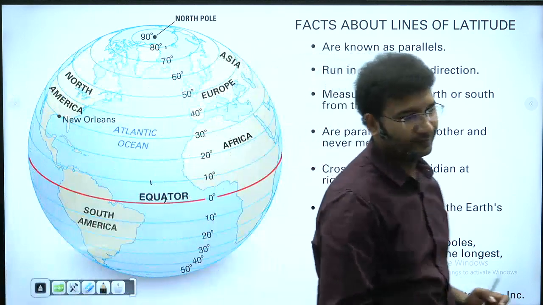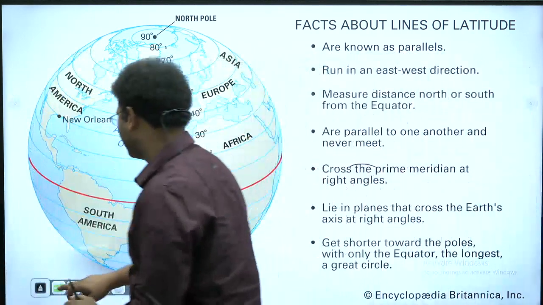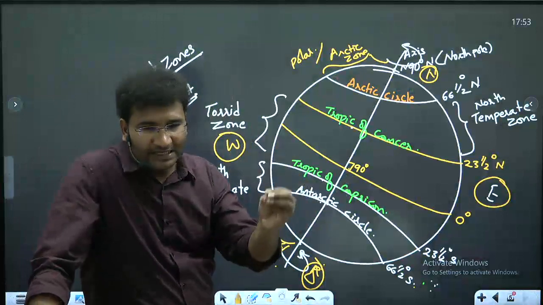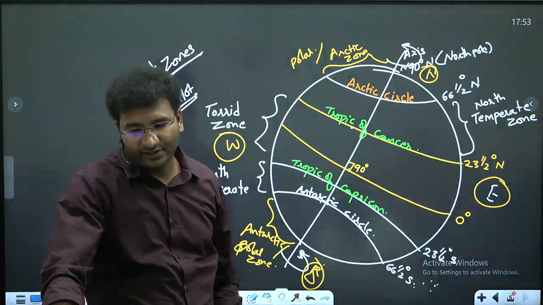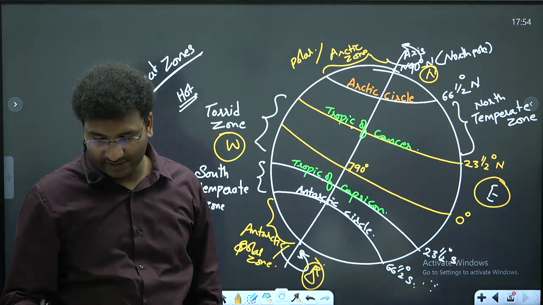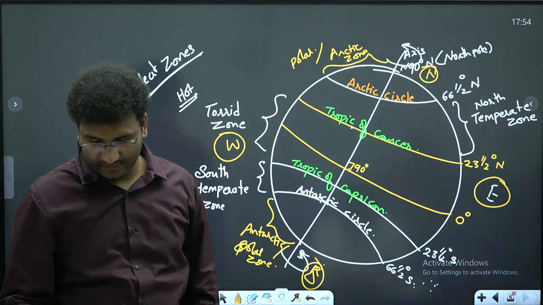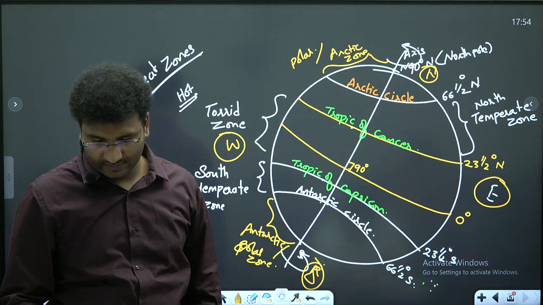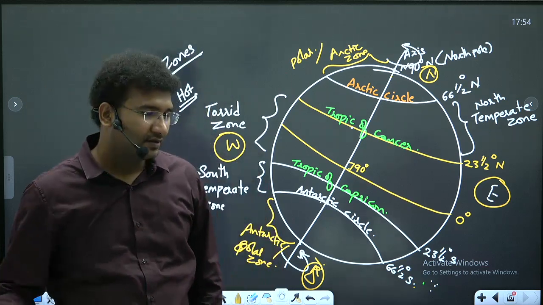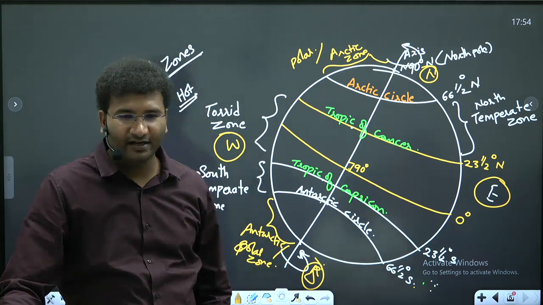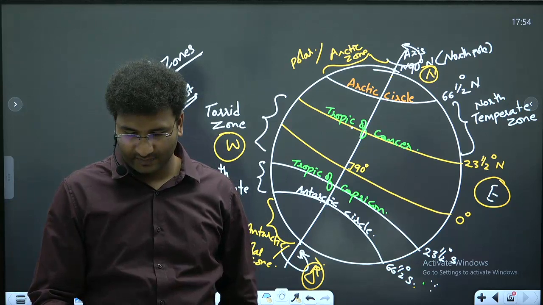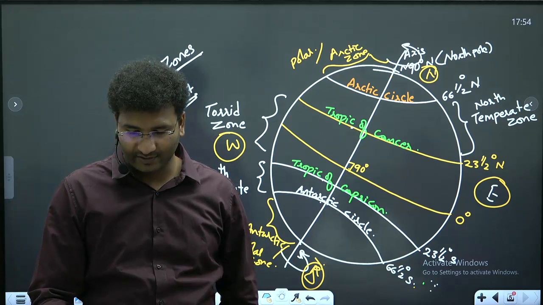Clear? So did you take the diagram of this torrid zone? What is the tropic zone? Now these are called the heat zones. The important latitudes are number 1, equator, which is 0 degrees. That is equator. 23.5 degrees north, Tropic of Cancer.